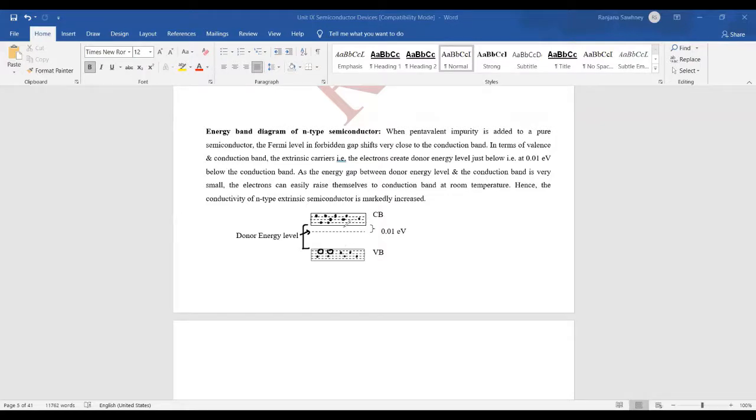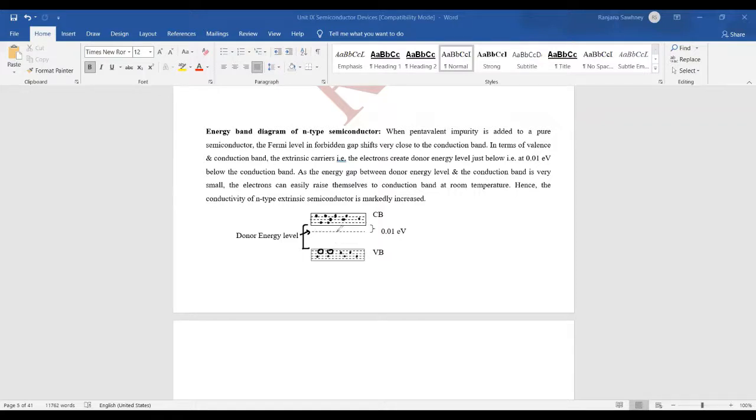The energy gap decreases. Also, a few electrons jump from the valence band to the conduction band, leaving some holes over here. Otherwise the majority charge carriers are electrons only, which can easily jump to the conduction band. Hence the conductivity of N type extrinsic semiconductor increases.